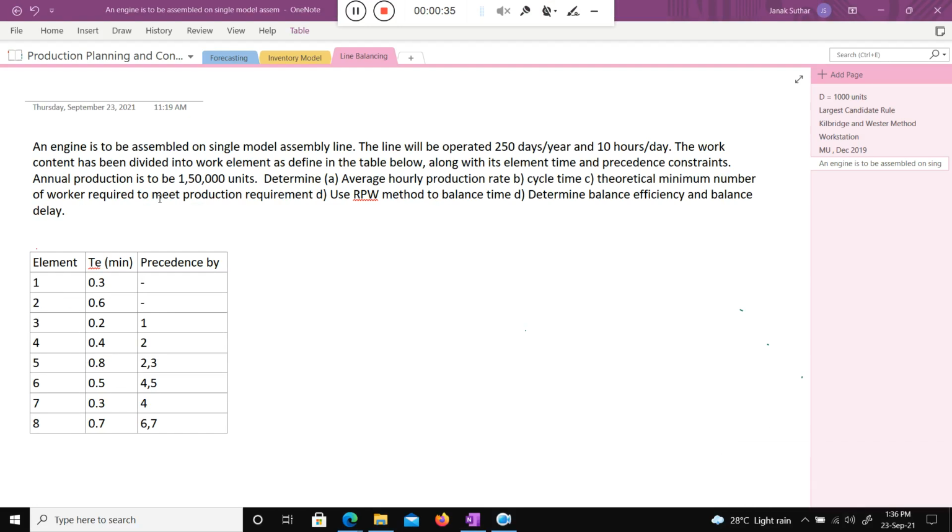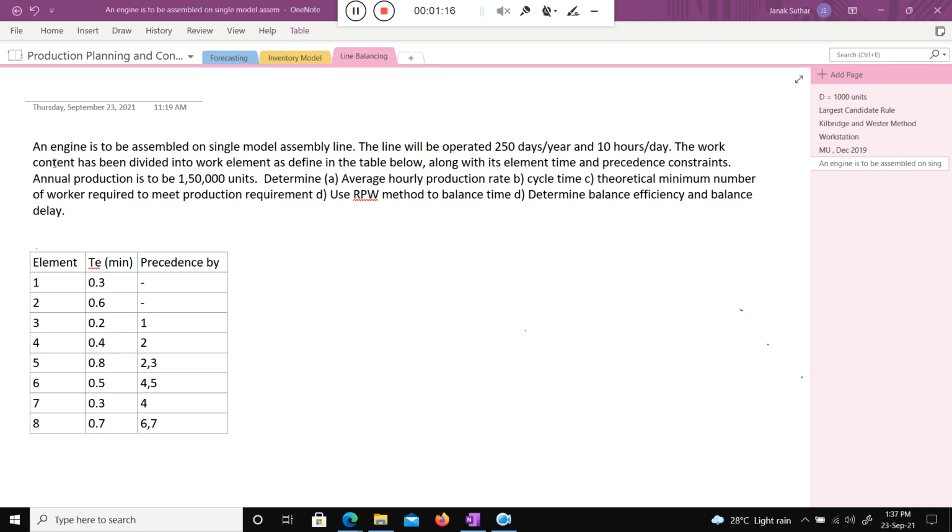So here the question is like that: an engine is to be assembled on a single model assembly line. The engine assembly process is going on, and the line will be operated 250 days per year. That means the total working days in the entire year is 250 days, and 10 hours per day. Actually, per day the shift is a 10-hour working shift. The work content has been divided into work elements as defined in the table below, along with the element time as well as the precedence constraint.